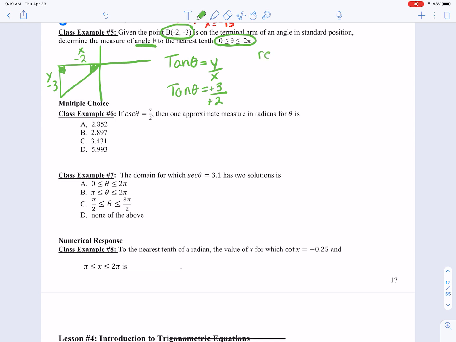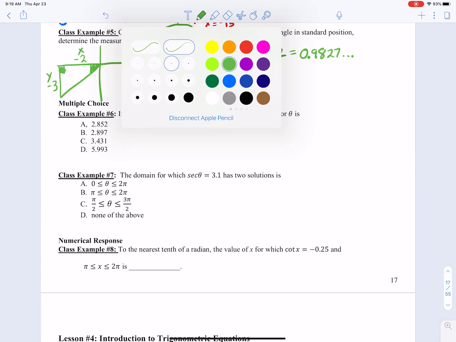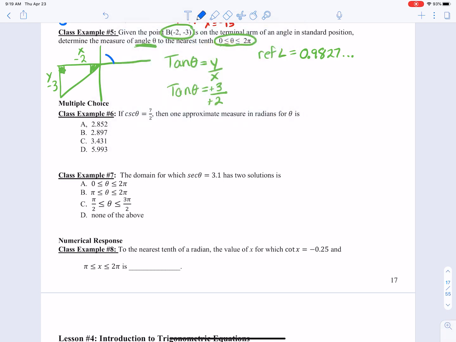So now I'm going to find the reference angle, and when you put it into your calculator in radians, there's no exact value, so we can just enter that into our calculator, and my reference angle ends up as 0.9827. I'm not going to round till the end. So to find the rotation angle from there, it's going to be pi plus the rotation angle, or sorry, plus the reference angle.